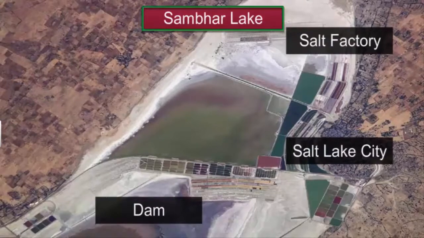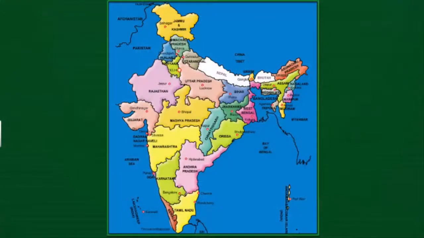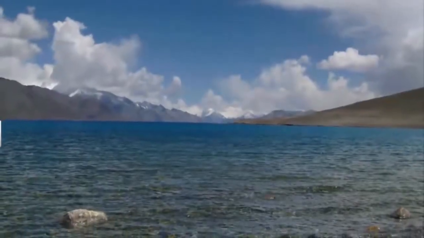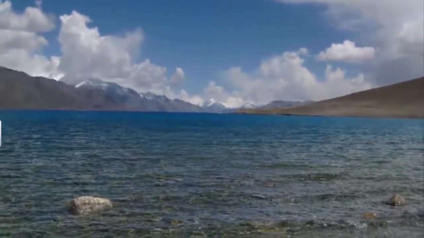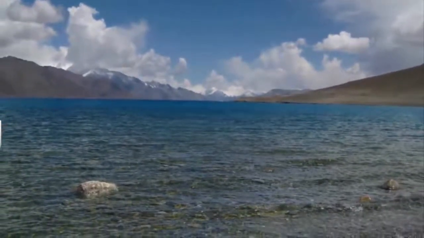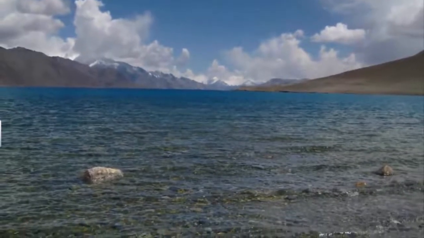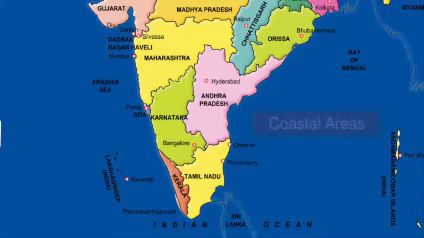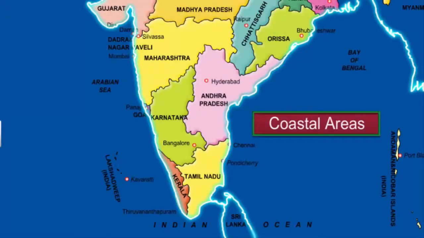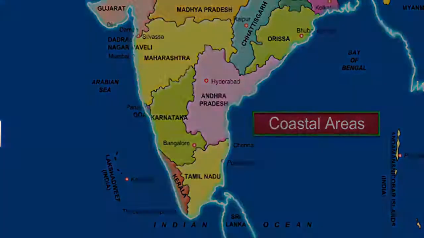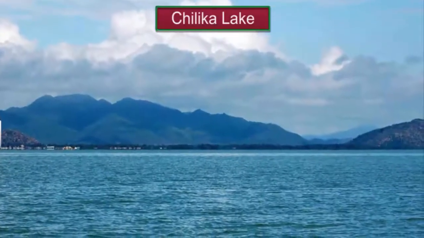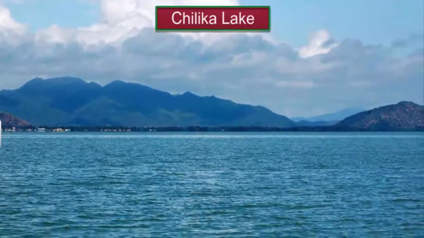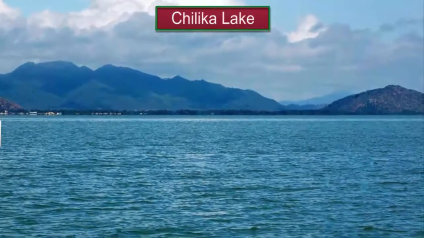We also have brackish water lakes in India. Brackish water is a mixture of salt water and fresh water. It is not as salty as seawater. Brackish water lakes are generally situated in coastal areas. For example, the Chillika Lake in Orissa is the largest brackish water lake in India. Another example is the Pulicat in Tamil Nadu.